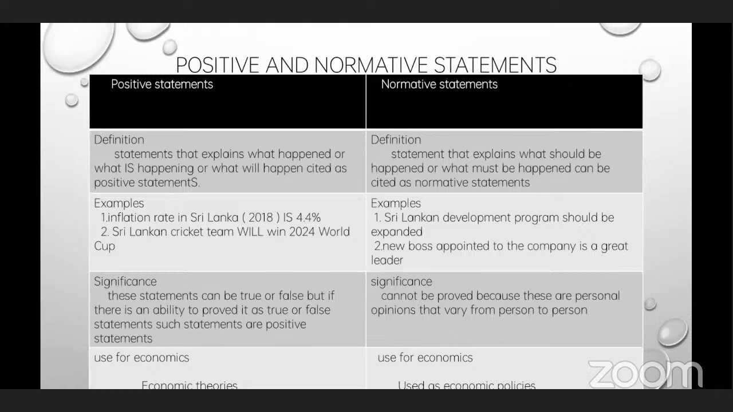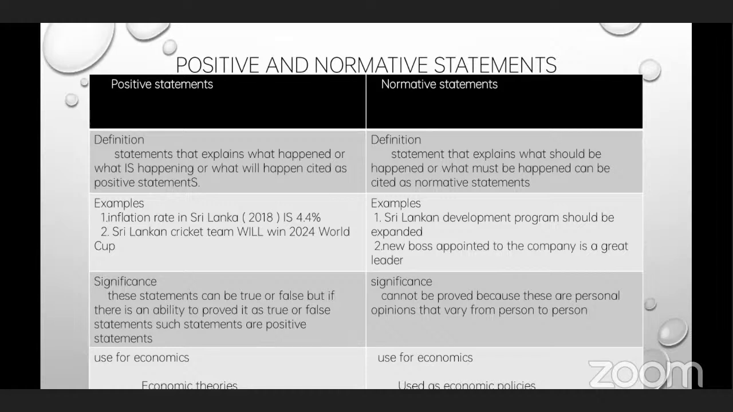We'll see the definition of a positive statement. Statements that explain what happened in the past, what is happening in the present, or what will happen in the future are cited as positive statements. In normative statements, the definition is: statements that explain what should happen or what must happen, a personal opinion or judgment, are known as normative statements.